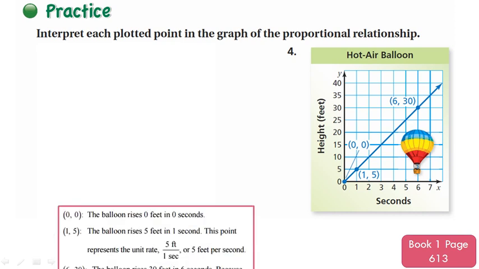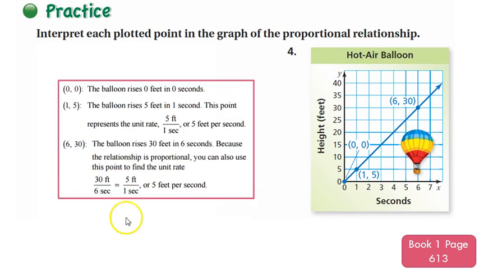Welcome back. Let's take a look. Again, (0, 0) represents that the balloon rises 0 feet in 0 seconds. At (1, 5), the balloon rises 5 feet in 1 second. This point represents the unit rate, 5 feet over 1 second, or 5 feet per second. And finally, (6, 30) is interpreted as the balloon rises 30 feet in 6 seconds. Because the relationship is proportional, you can also use the point to find the unit rate. 30 over 6. Divide both sides by 6 to get 5 over 1, or 5 feet per second.